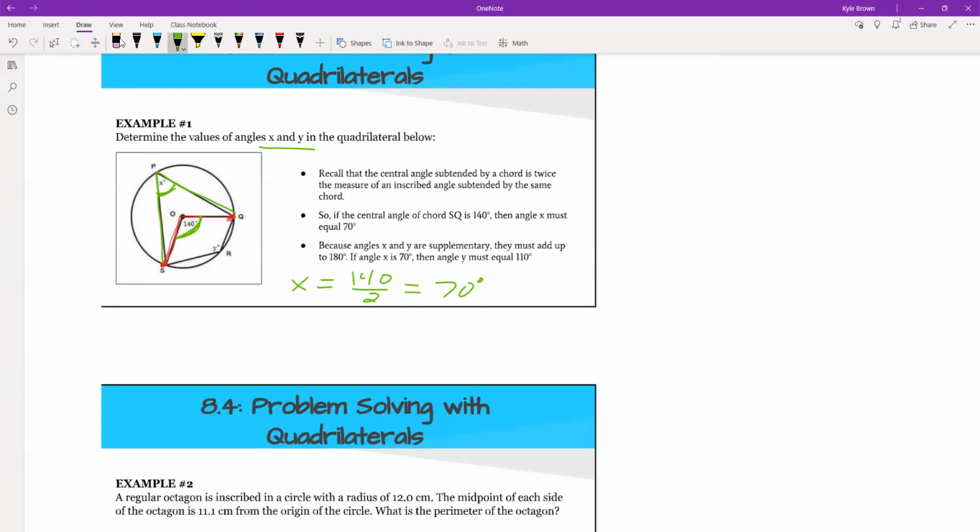Now that I know that this is going to be 70 degrees, well, then it actually kind of helps me because remember what we just learned there. If I look at point R and point P, those two are supplementary to each other, right? They're on the opposite sides of each other in this case. So if that's 70 and this one plus this one needs to equal 180, well, then you can go angle R would be equal to 180 minus 70. So it must be equal to 110.